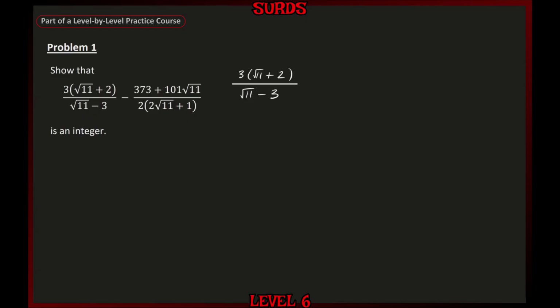So looking at the first fraction, we can start by expanding the bracket that's in the numerator. So we have 3 multiplied by root 11 gives us 3 root 11, and 3 multiplied by 2 gives us plus 6. And our denominator is still root 11 minus 3. And we can now rationalise, and we rationalise by multiplying the top and bottom of this fraction by the conjugate of root 11 minus 3, which is root 11 plus 3.